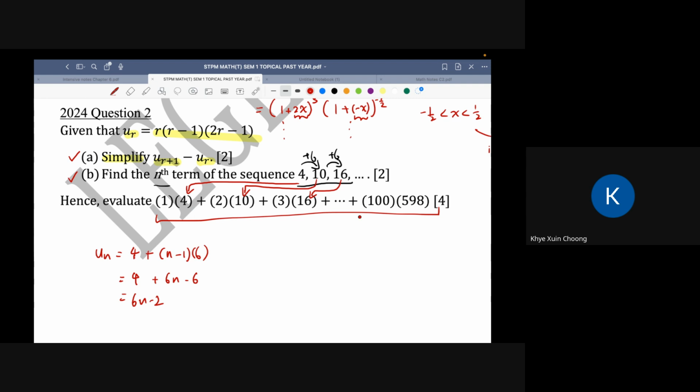So to evaluate this thing, you find the number of terms. Let's say I let the number of terms over here be T. So Tn should be the number of terms n times UN. You notice it, right? It's just the number of terms times the term over here. So Tn is actually n times UN. So it's n times 6n minus 2, which is 6n squared minus 2n.